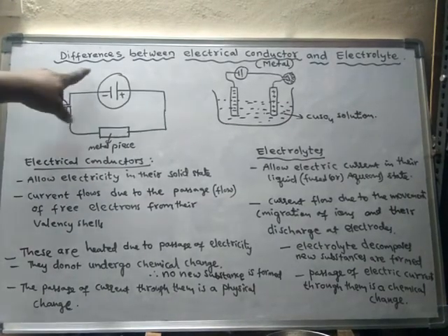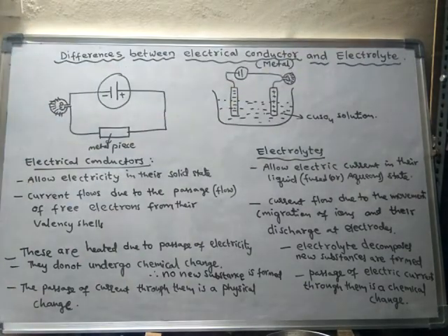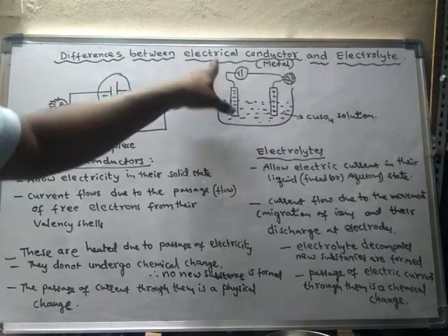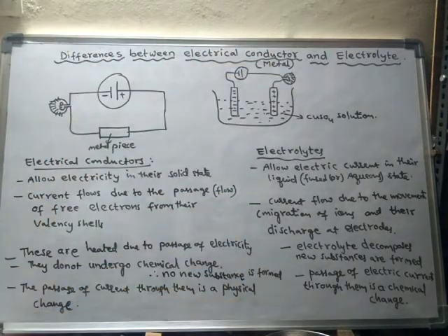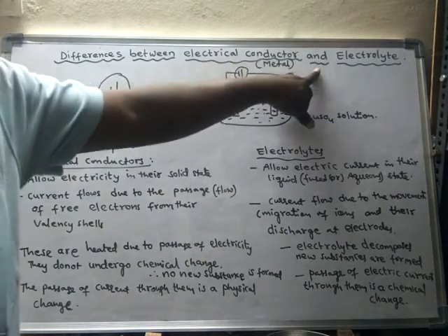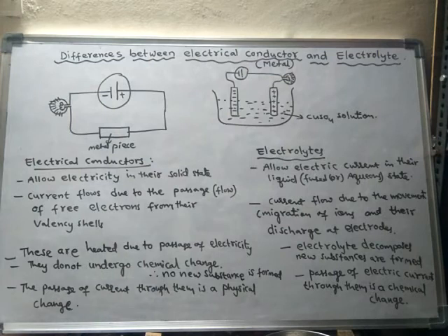Now we will learn the differences between electrical conductor and electrolyte. What is an electrical conductor? Electrical conductor means metal. It may be metal or graphite also. And electrolyte. So there is a difference between these two substances.